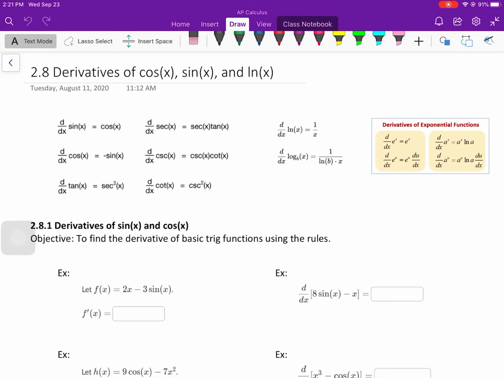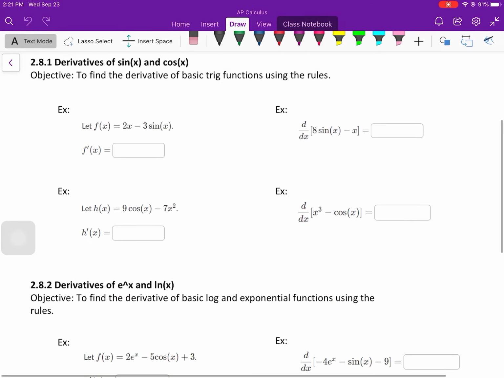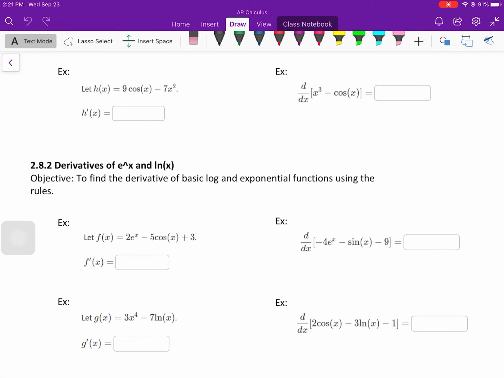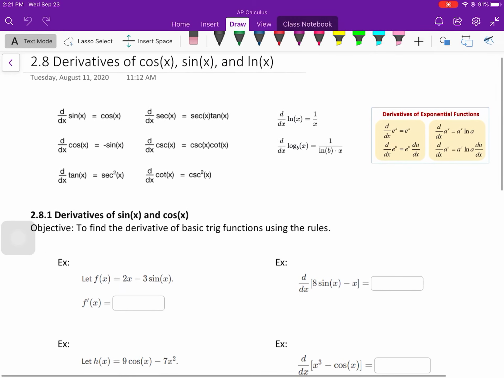Let's go ahead and go over the derivative of trig functions, and then next I think we're going to bring in the e to the x and natural log of x. So these are quite simple. Derivative of sine is cosine. Here's a list of what you need. Derivative of cosine is negative sine. We have tangent, secant, cosecant, cotangent. I'm not worried about that in this assignment, but it is coming up in future assignments.